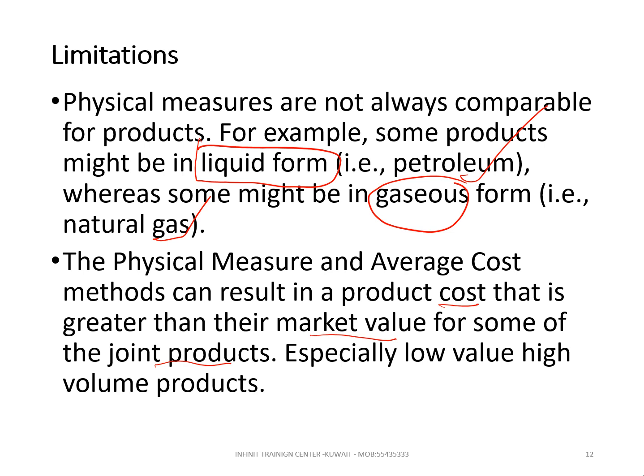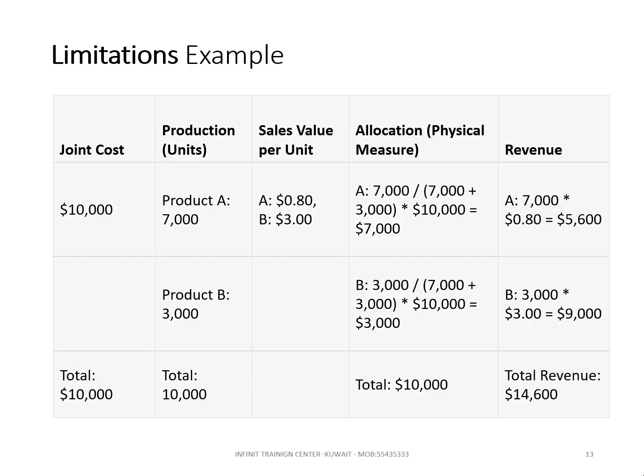So imagine you have two products. Okay, we have an example here. We have two products, product A and product B. Product A you are making 7,000, product B you are making 3,000. So obviously you can see from here, product A will get more of the joint cost, and less of the joint cost will be captured by B.